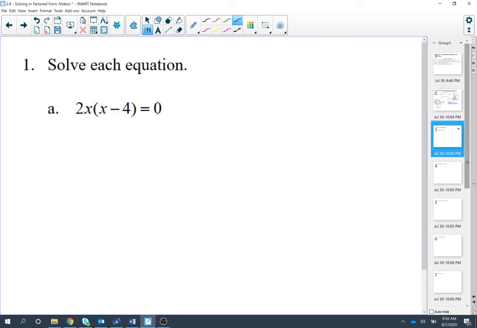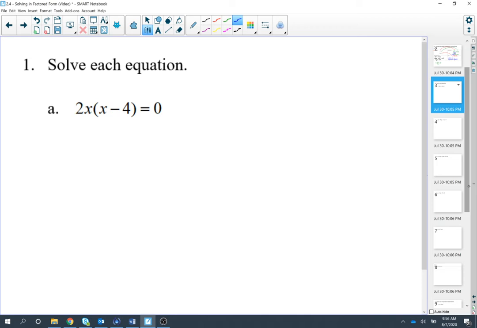Now, a couple examples before we end this video. We're going to use our zero product property, and we're going to use the idea of a root. We're going to find the roots to solve this equation. So letter A, we have 2x times x minus 4 equals 0. Pause the video, use a little bit of mental math, and see if you can figure out what value I can put in for x so that when I take 2 times something and then something minus 4, and multiply those things together, I get 0.